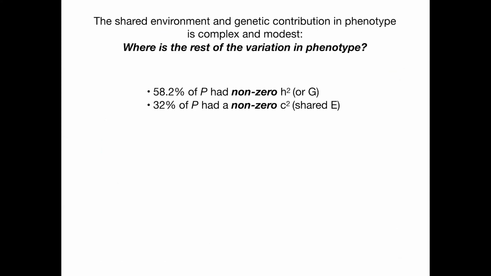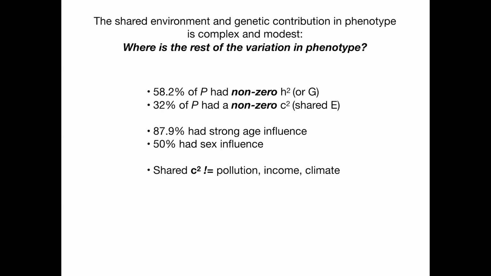So in summary, for that first case study, we get a very nuanced view of genetics and environment, or the exposome, in this broad collection of phenotypes as measured in the clinical record. 58% had a non-zero heritability. 32% had a non-zero shared environment, but they were very modest in their contribution. So both genetics and shared environment play a role, but the shared environment's is a very small one, okay? And of course, age and sex had a strong influence as well. And shared environment does not actually equal pollution, income, and climate. It's a lot more than that, as we cannot untangle the shared environment completely in some of those case studies that I just showed you.